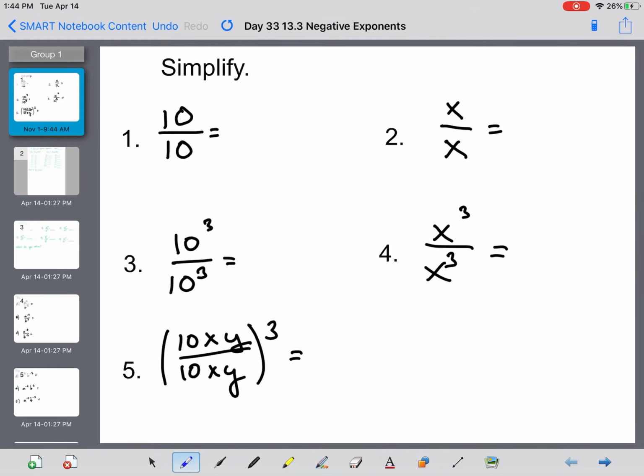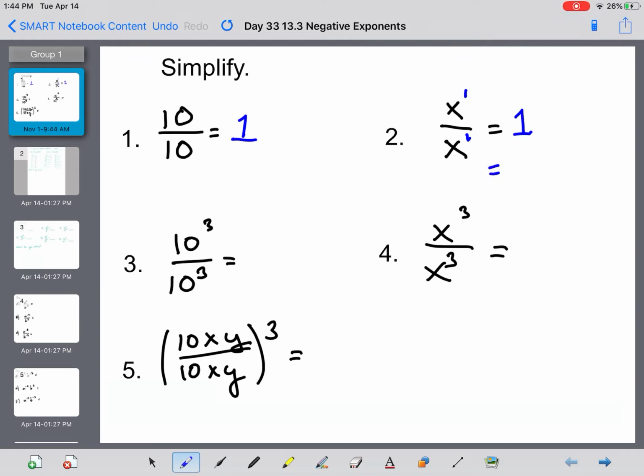So for number 1, 10 divided by 10, anything divided by itself is going to be 1. So if I look at number 2, x divided by x, this is also going to be equal to 1. If you want to think about this in terms of your properties of exponents, we're really lazy and we don't put the x to the first power there. It's just implied that the exponent is 1.